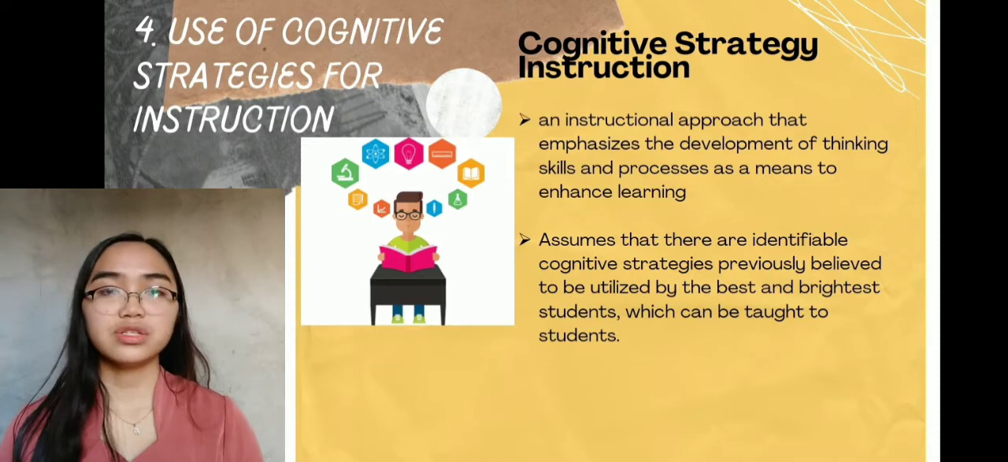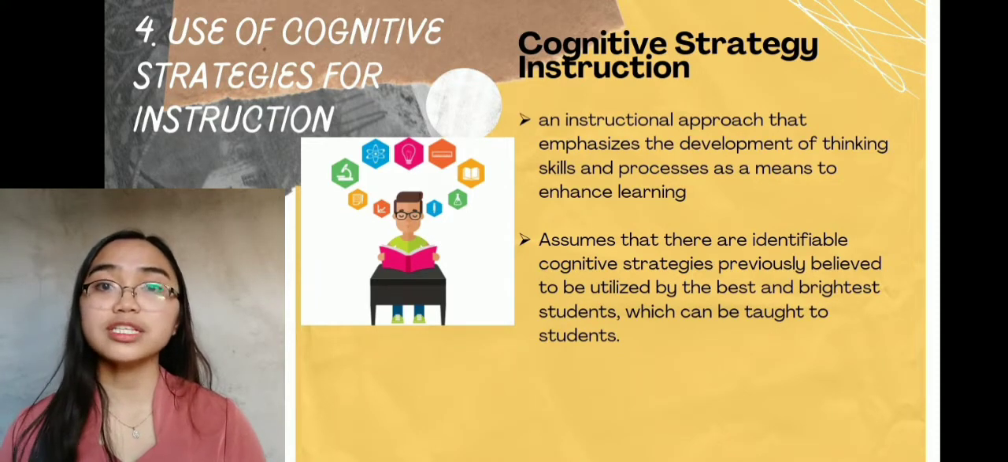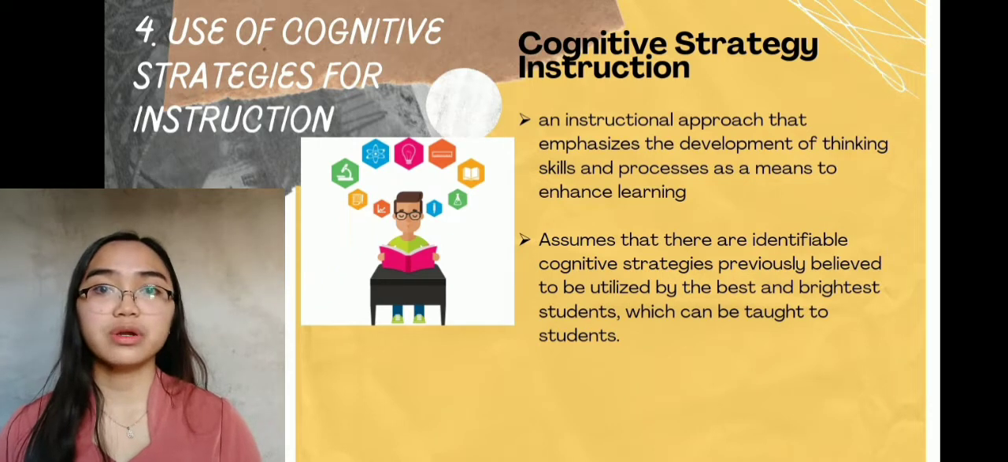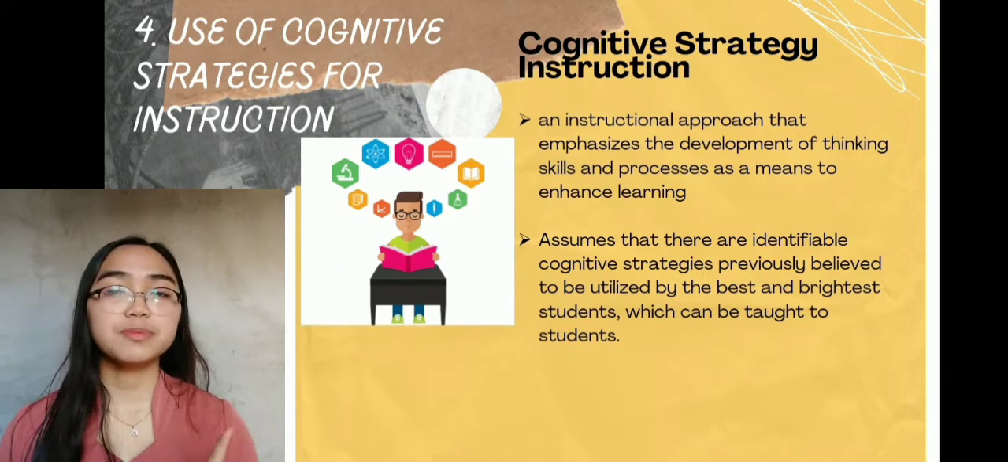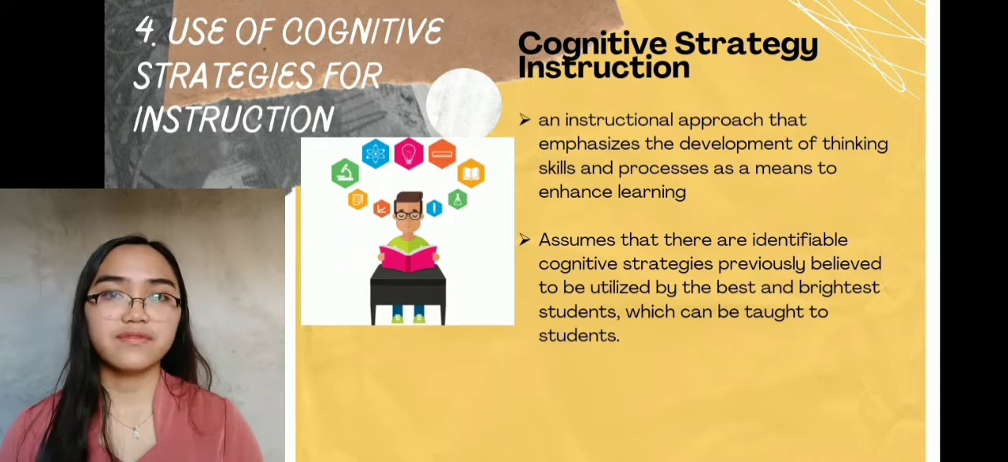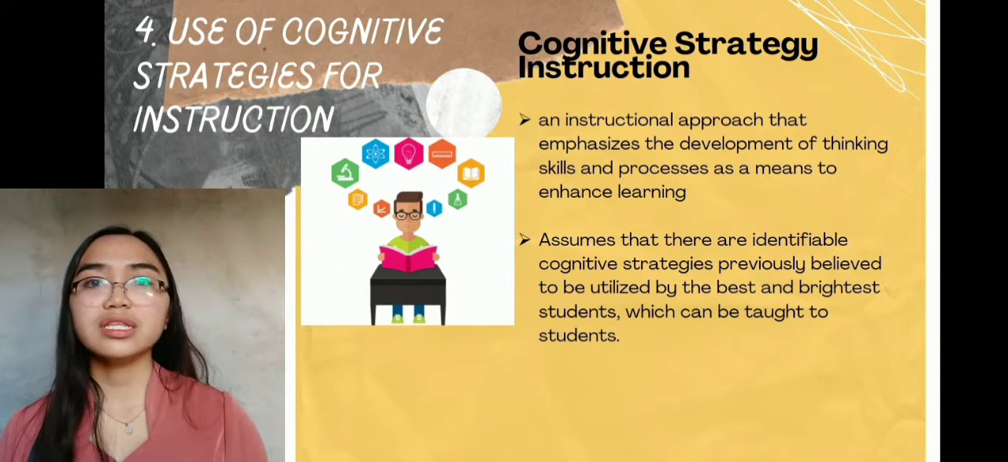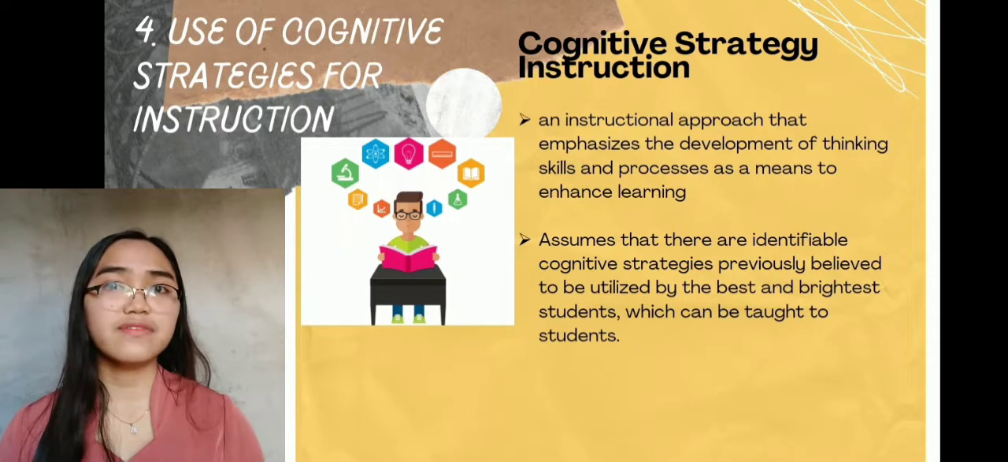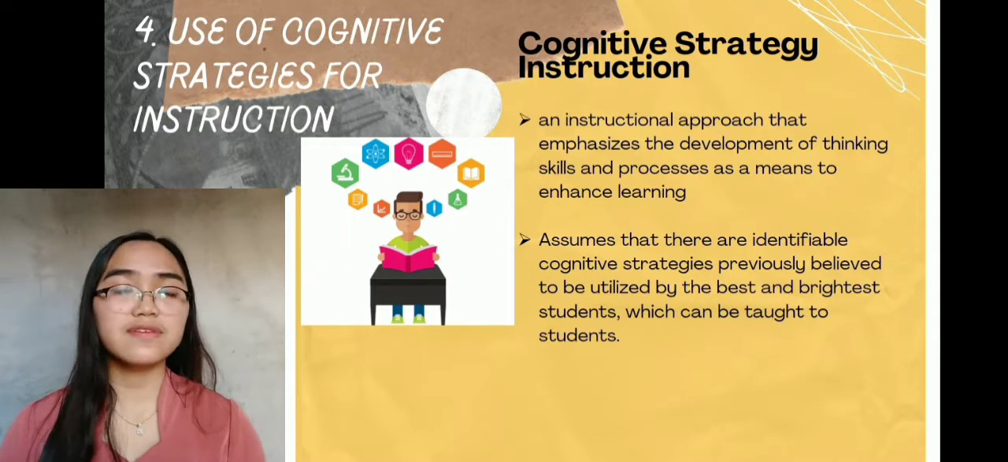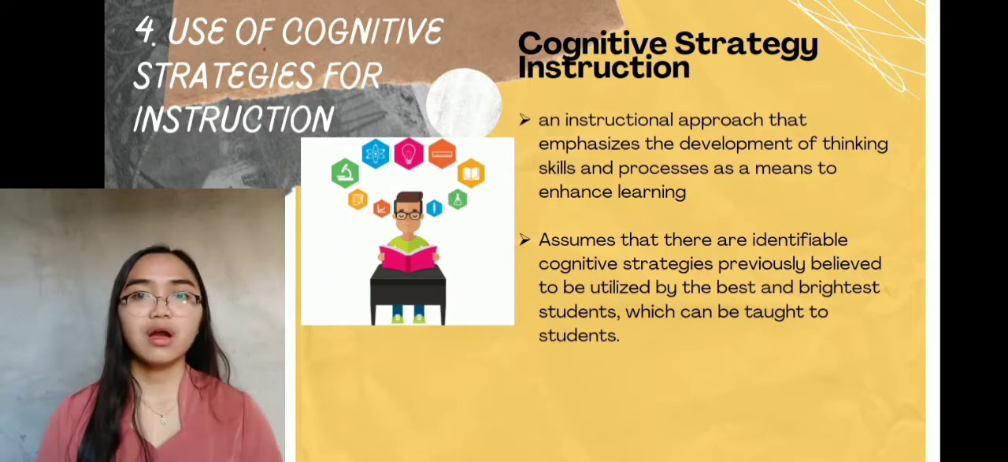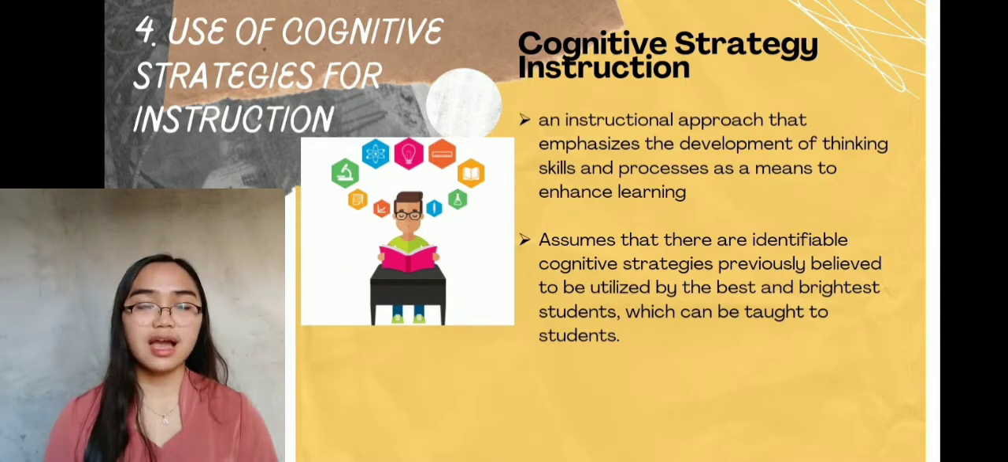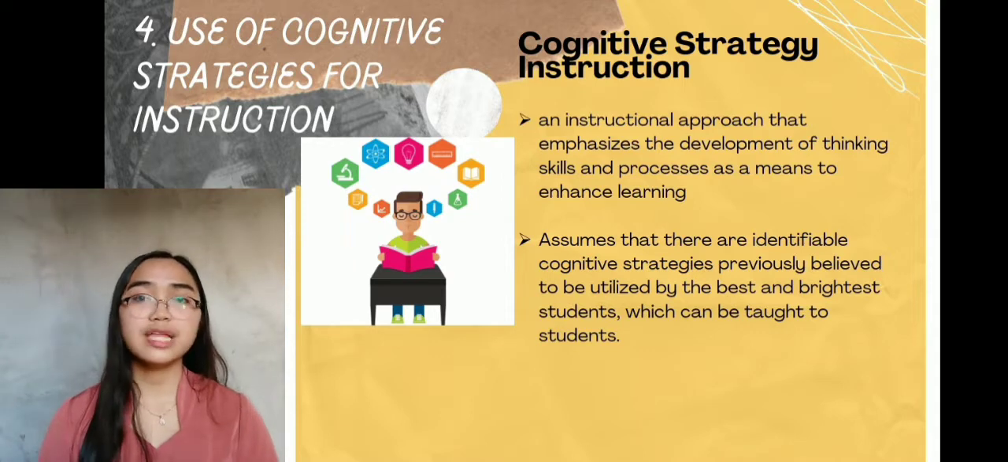So, the fourth factor is the use of cognitive strategies for instruction. In order for us to improve our cognition and metacognition, we must use specific strategies. Ana pagganit na those people who have greater metacognitive abilities tend to succeed in their cognitive endeavors. Of course, we can regulate ourselves to perform better on our cognitive activities and dirian na mupasok si cognitive strategy instruction. So, the cognitive strategy instruction or CSI is an instructional approach that emphasizes the development of thinking skills and processes as a means to enhance learning.